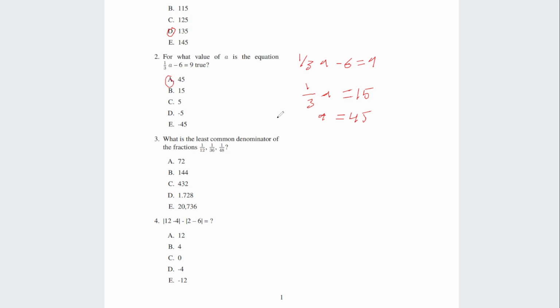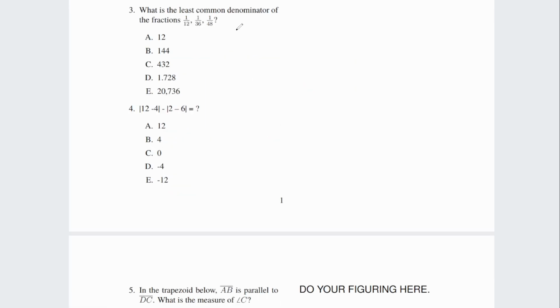Answer choice A. What is the least common denominator of the fractions 1/12, 1/36, and 1/48? So obviously these are all multiples of 12, which is very nice. And that means that anything that is a common denominator of 1/36 or 1/48 is going to be a common denominator of 1/12. So that means we really just need to find the least common denominator of 1/36 and 1/48.